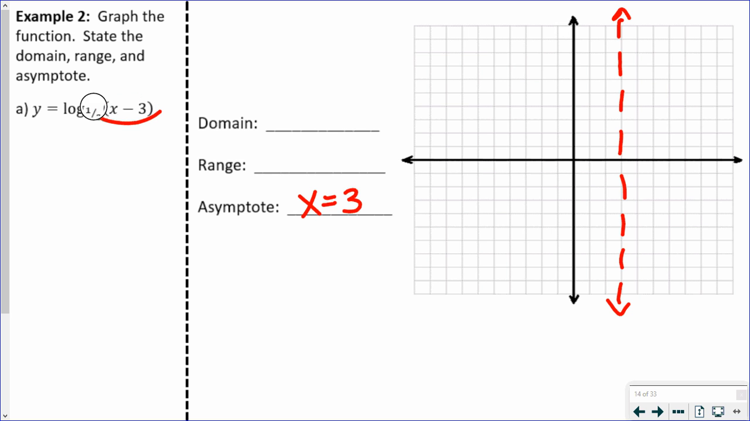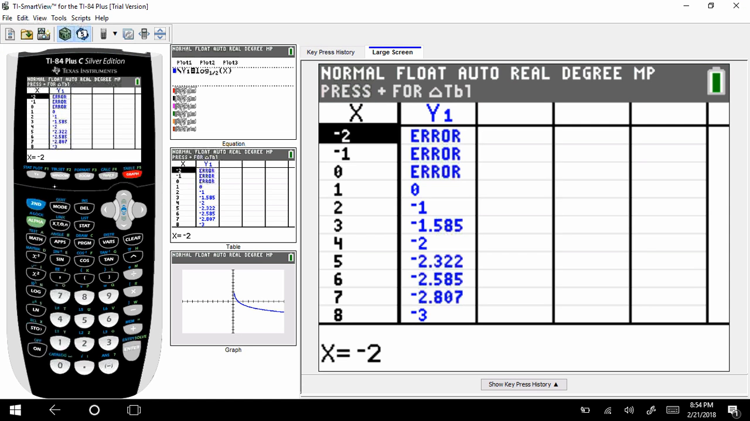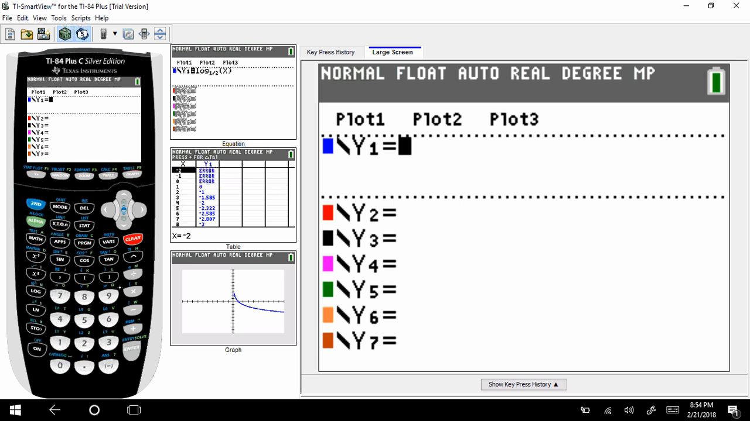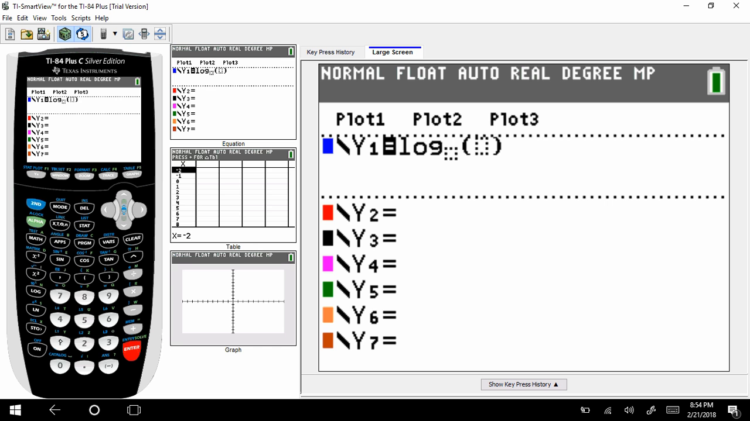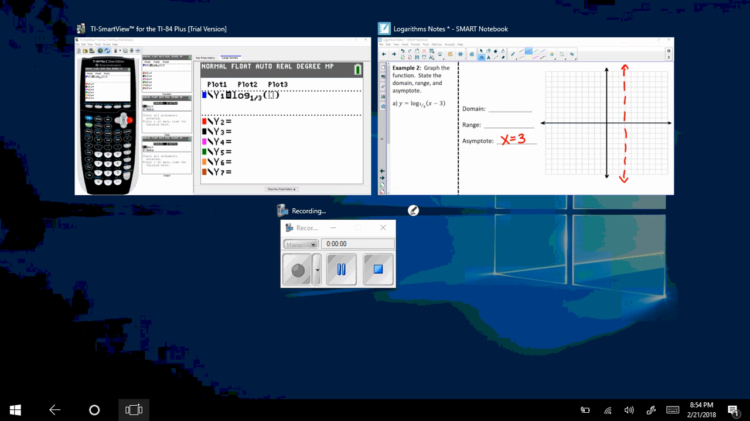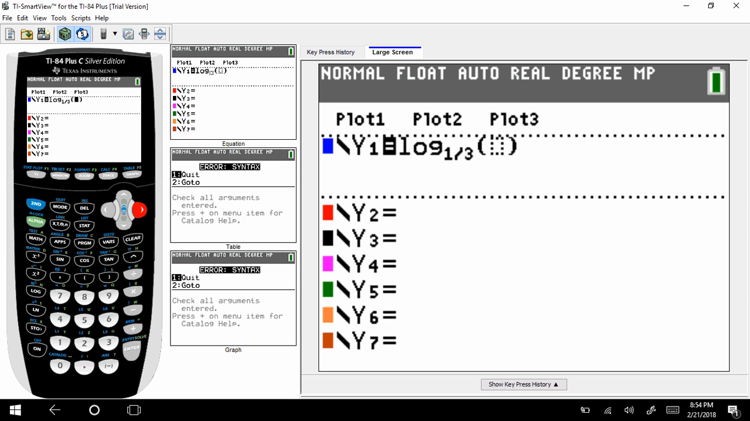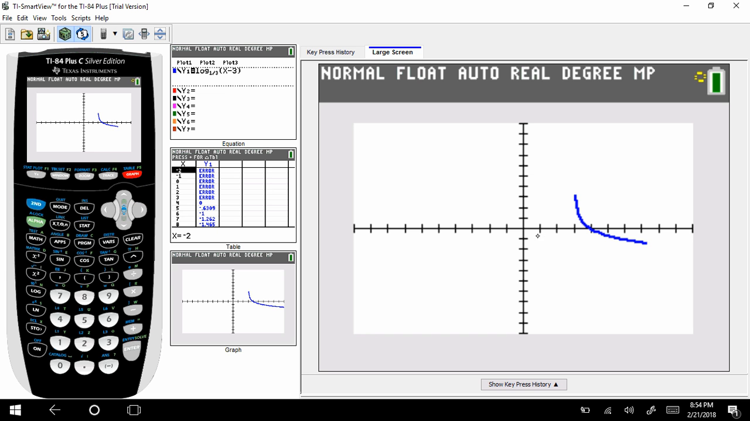Okay. All right, so let's do the graph. So log base 1/3 of x minus 3. So y equals math log base of 1/3, 1 divided by 3. What's the rest of it? X minus 3. It's inside the parentheses, so make sure that's all inside. Okay, then we graph it. Okay, so our shape, yep, we are shifted over so that it's at x equals 3.